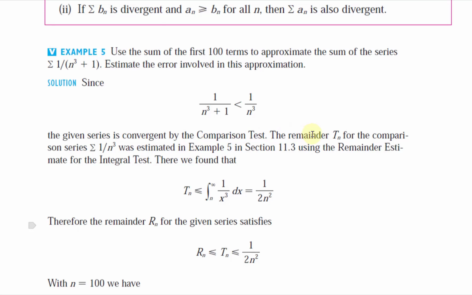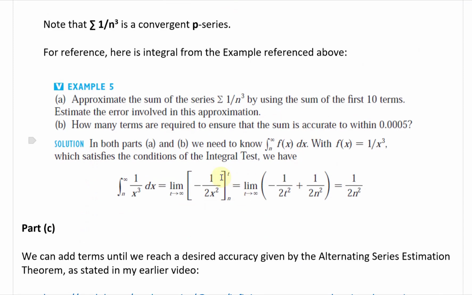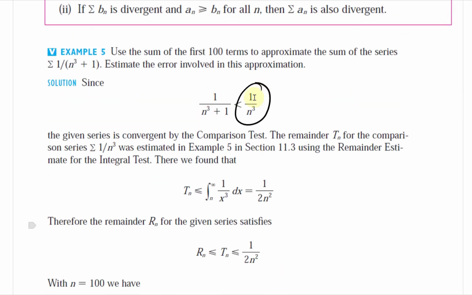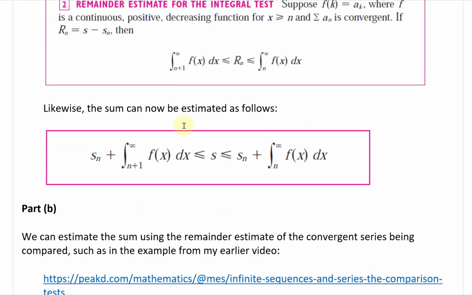Since the terms right here are smaller than this comparison one, the given series is convergent by the comparison test. And the remainder Tn for the comparison series, this right here, was estimated in example 5 in section 11.3, in an earlier video. We'll go over that after I cover this example. That one used the remainder estimate for the integral test that I just went over in part A.